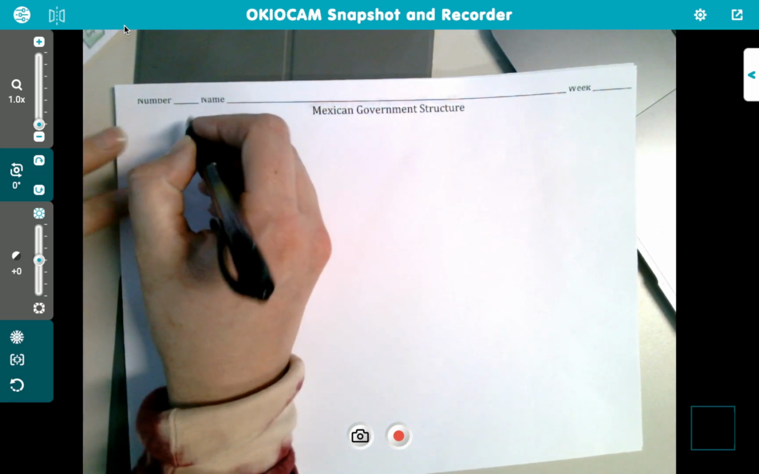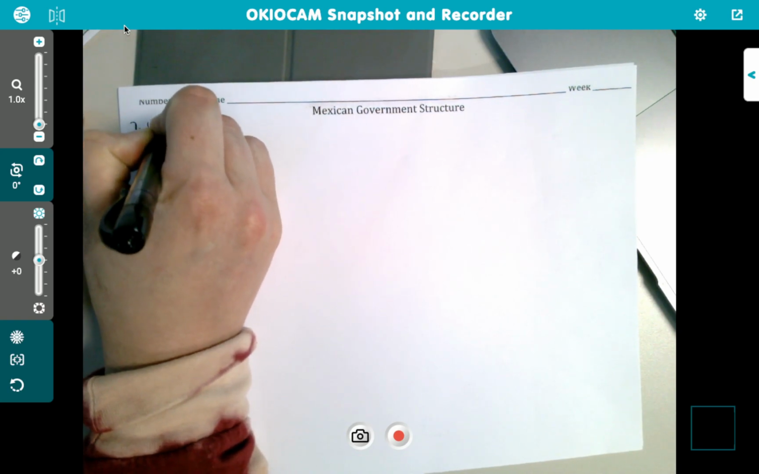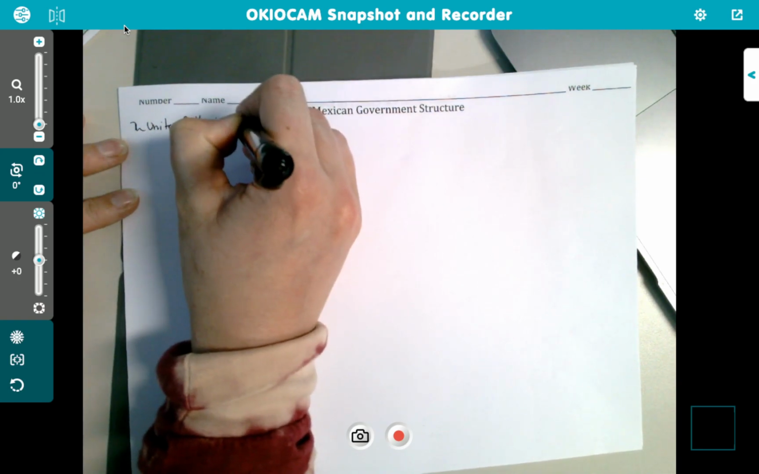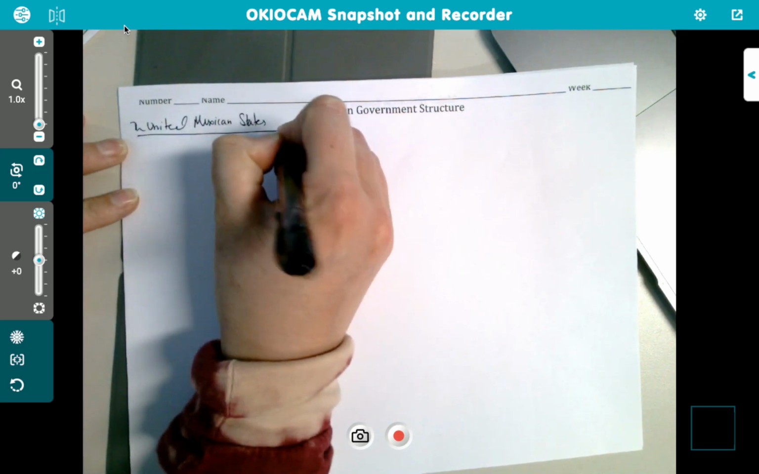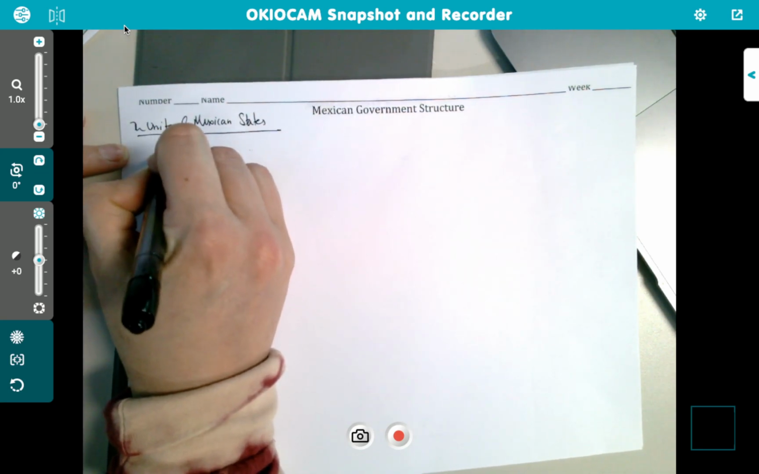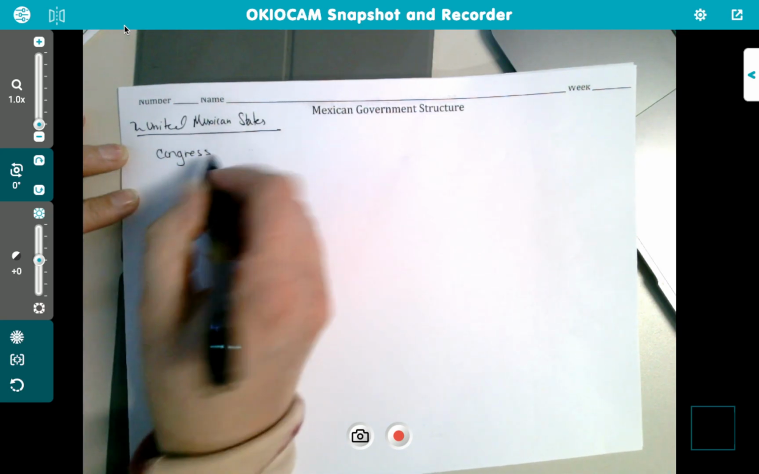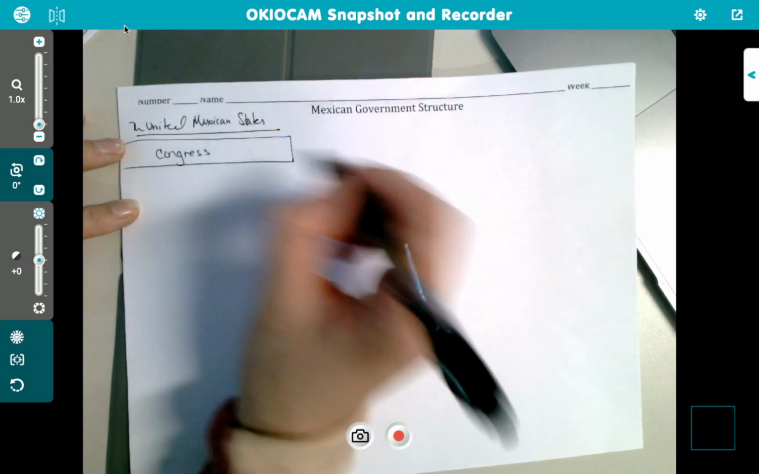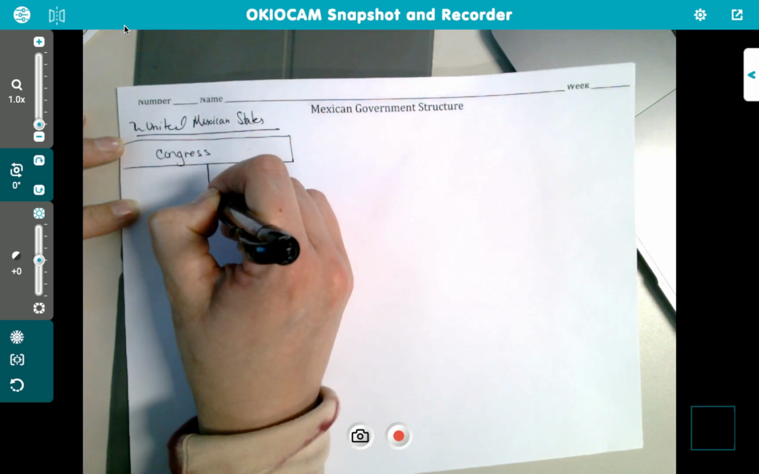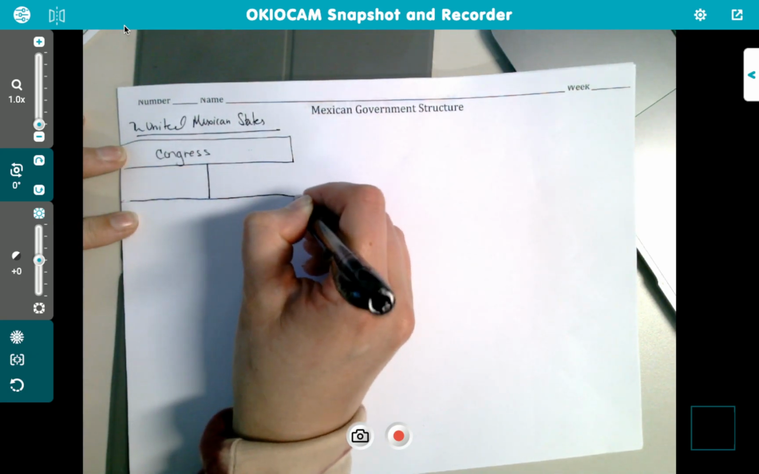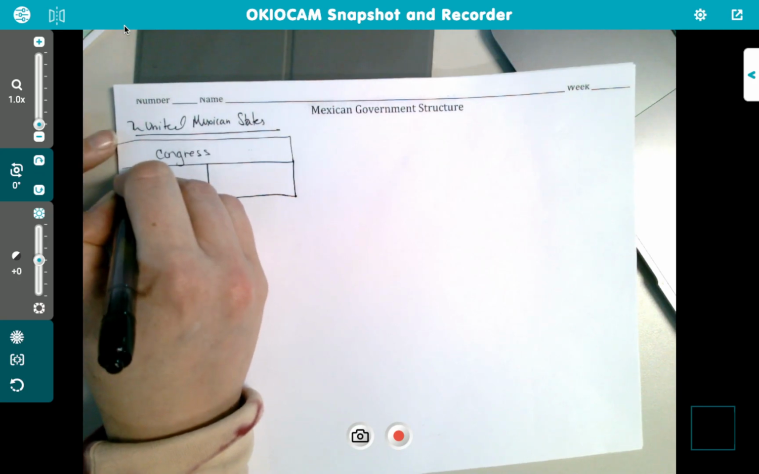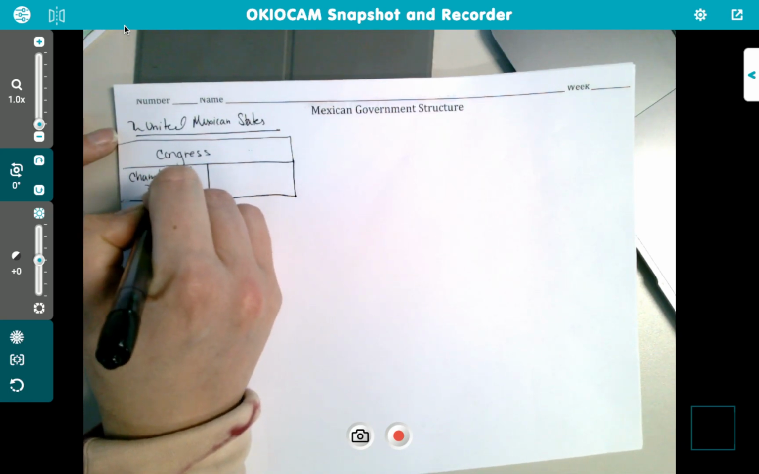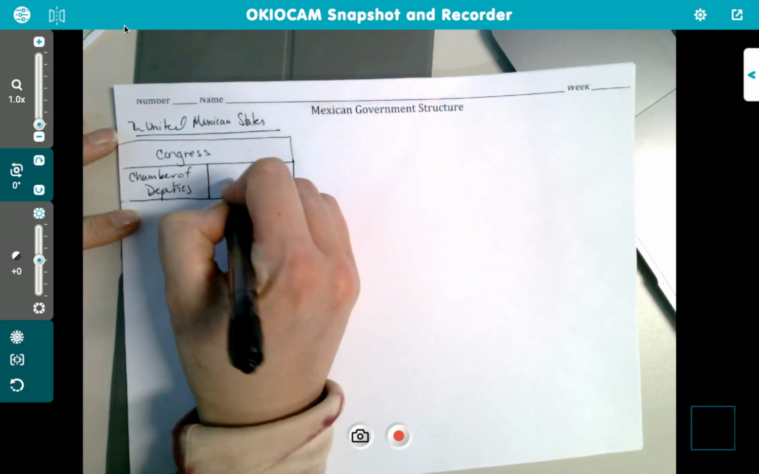Here we go. We're on the front. United Mexican States. Okay, first one we'll discuss is Congress. Congress is divided into 2 houses. You have the Chamber of Deputies and the Senate.